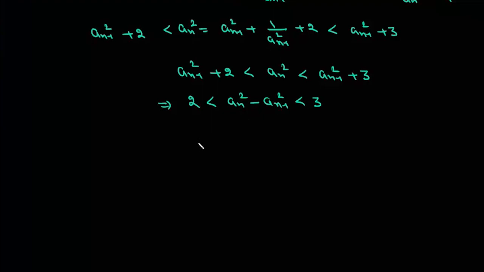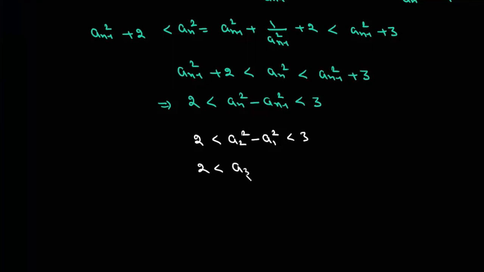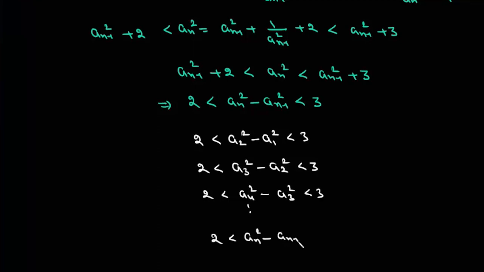Now we'll start with n as 2. So we can write 2 is less than a2 square minus a1 square, and will be less than 3. And if we put n as 3, we'll write a3 square minus a2 square will be less than 3, and for n equals 4 we'll get a4 square minus a3 square will be less than 3, and we'll continue up to an square minus an minus 1 square will be less than 3. Now if we add them all up here, this a2 square will cancel, a3 square will cancel, so all these terms will cancel.